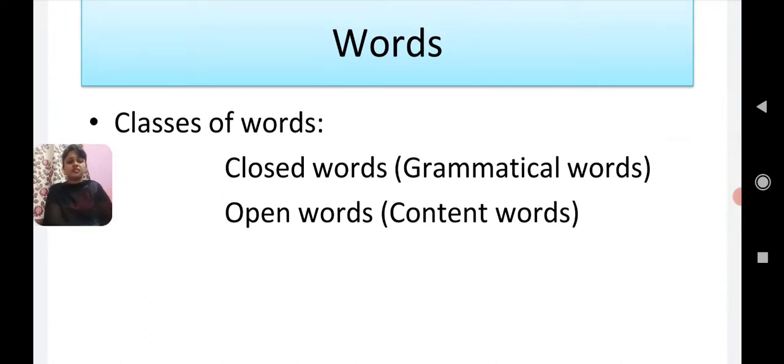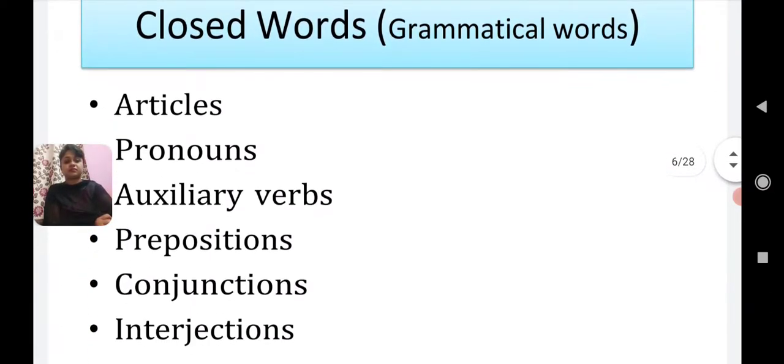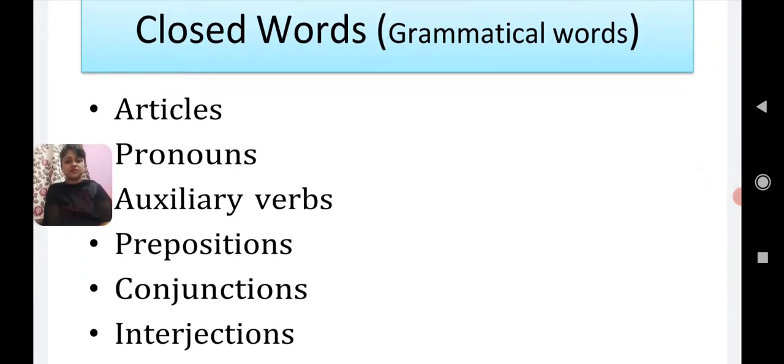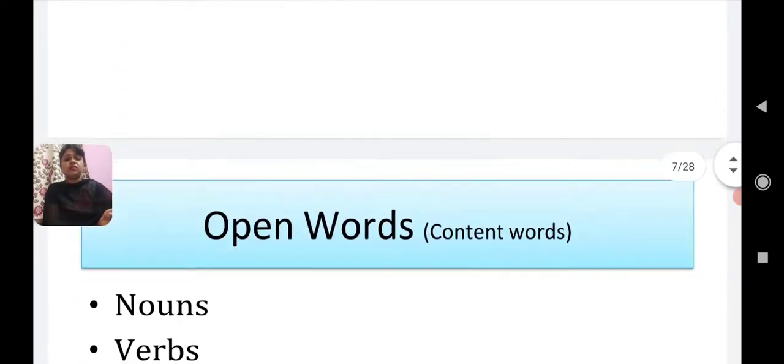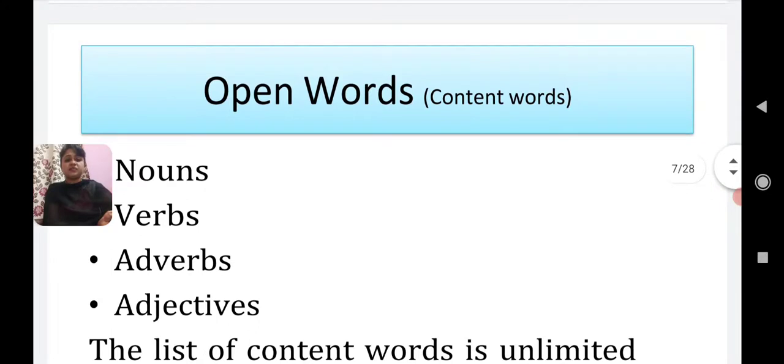So let's go towards the classes of words. There are two basic classes of words. Closed words, they are the grammatical words, and open words, which have content and can be called content words. So what are the closed words? Closed words are the articles, pronouns, auxiliary verbs, prepositions, conjunctions, interjections, and we will go to the open words. The content words are the nouns, verbs, adverbs, adjectives.